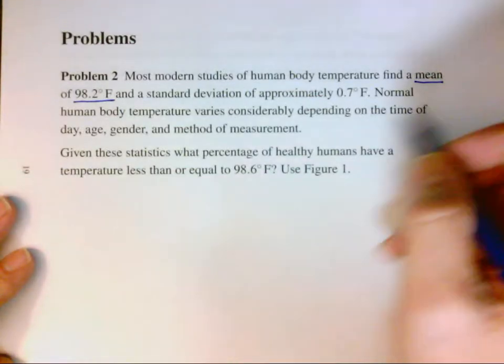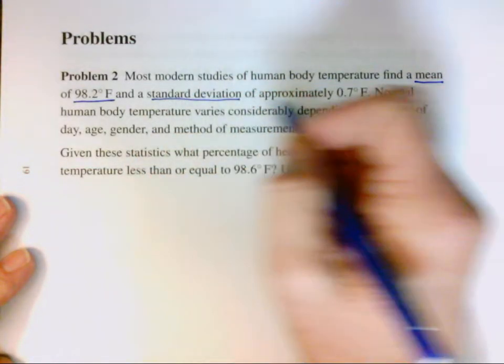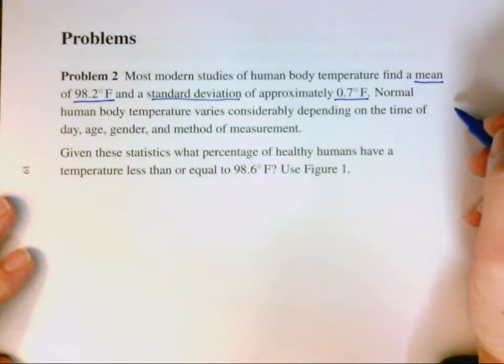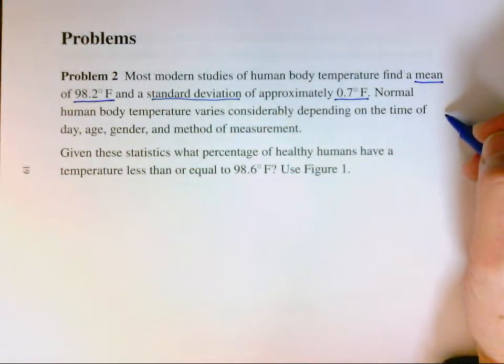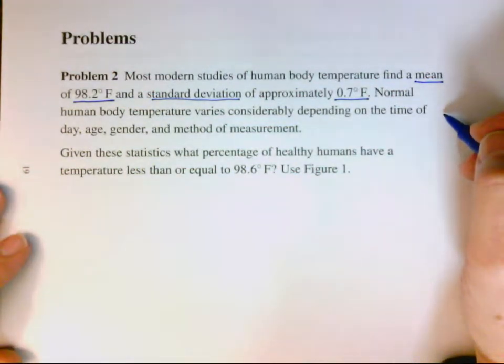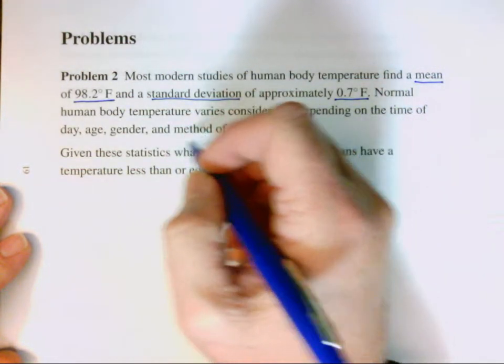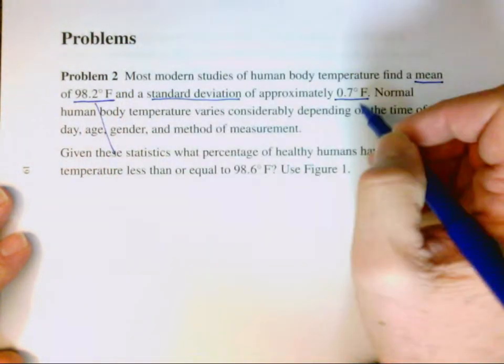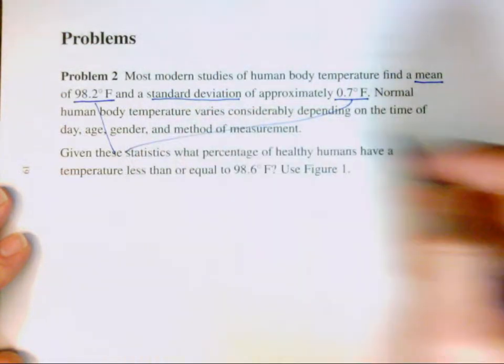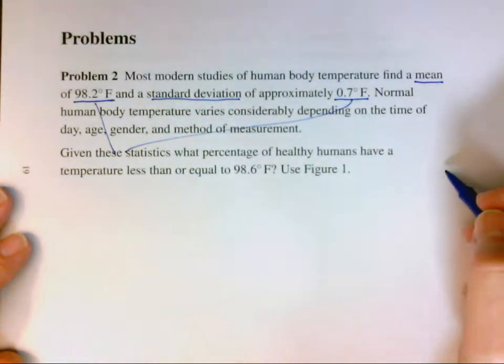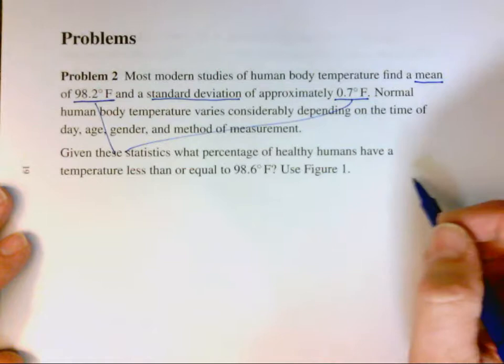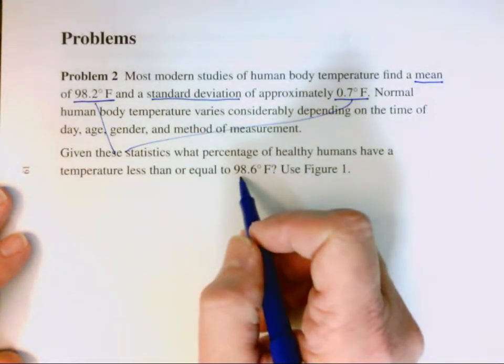The standard deviation, if you look at three fairly recent reliable studies, 0.7 degree Fahrenheit is a reasonable compromise for what the standard deviation would be. So given these statistics, the mean and the standard deviation, what percentage of human beings actually have a temperature that's less than or equal to 98.6 degrees Fahrenheit?